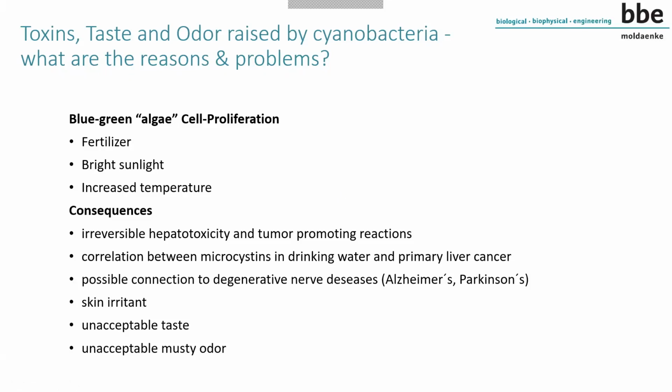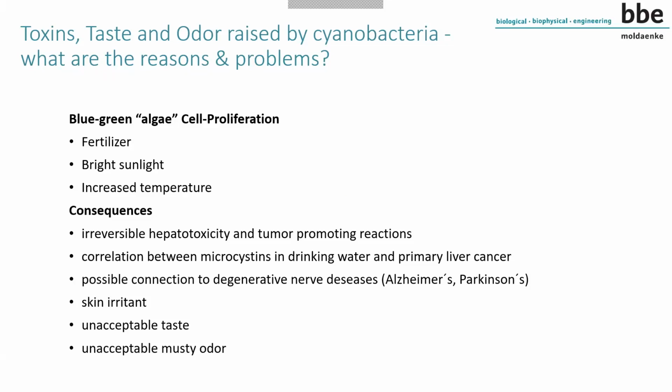Then we have another important factor. This is the bright sunlight. When the sun comes up in summertime, it gets warmer. Then they like it very much at the surface, to stay at the surface and to use this light for photosynthesis and for their growth. And also the increased temperature, which may also be caused by global climate change, will help them to grow much better. So those are some reasons why they can be so positive in their growth.